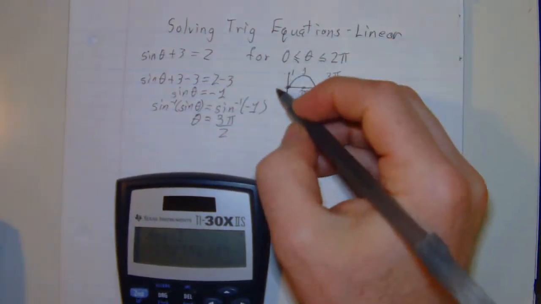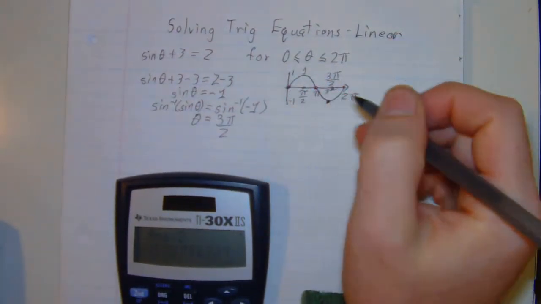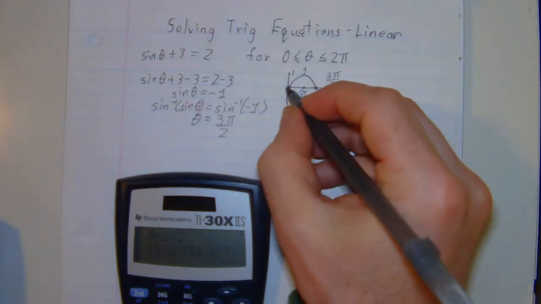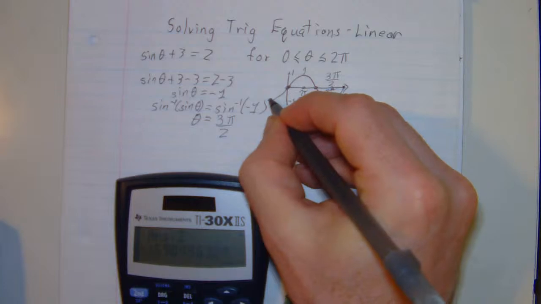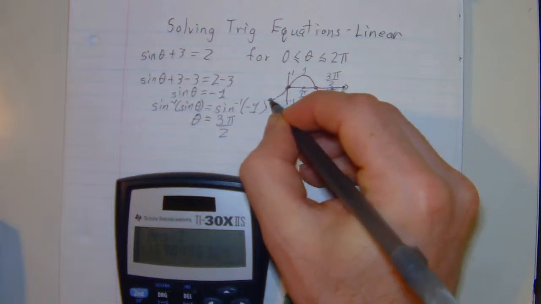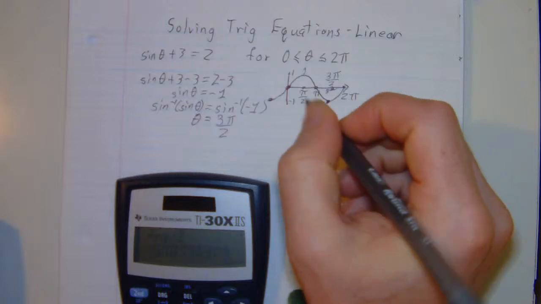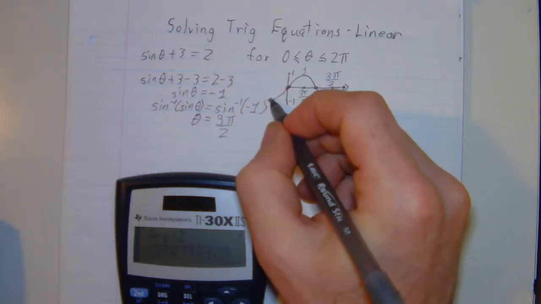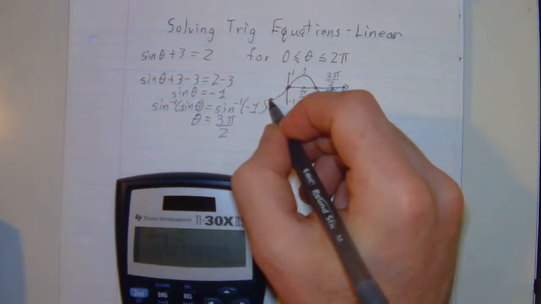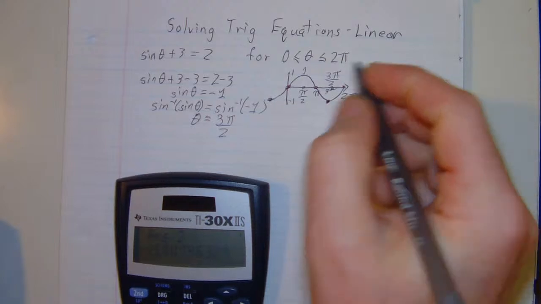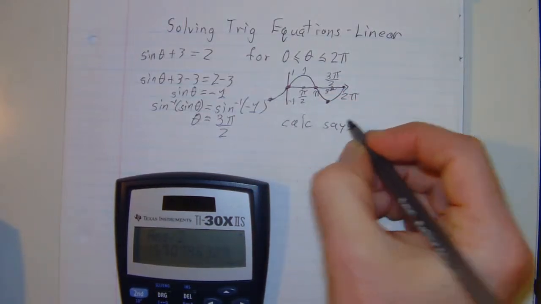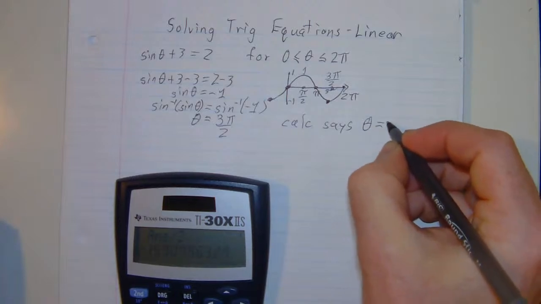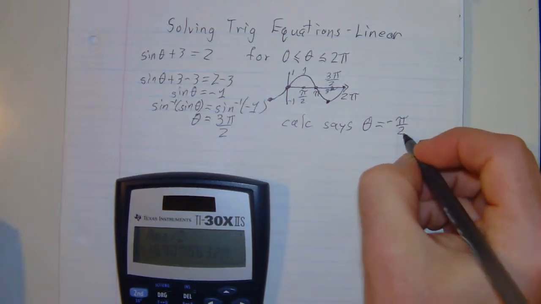And most calculators will find you the solution that is closest to 0. So what my calculator's done here is it's actually gone back pi by 2 or 90 degrees and found this spot here where sine theta equals -1, and it's telling me, hey, that's at negative pi by 2. So calc says theta equals negative pi by 2.